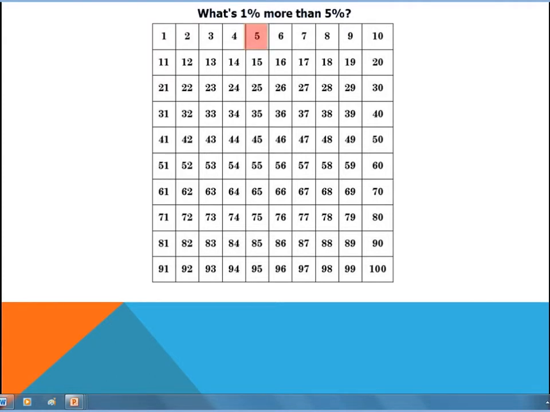So you might ask the question, what's one more percent than 5%? And hopefully, naturally, they will move from 5% to 6% using schemas that they've already built on using the hundreds chart in your classroom.